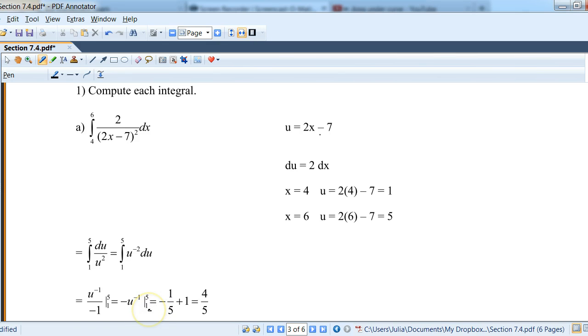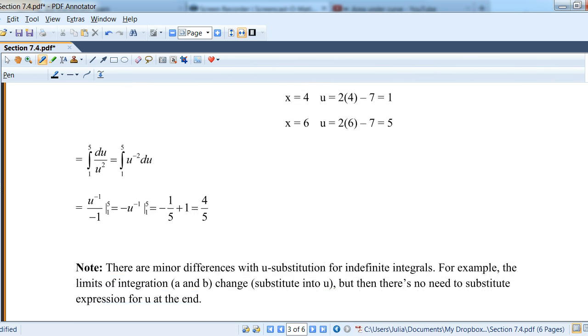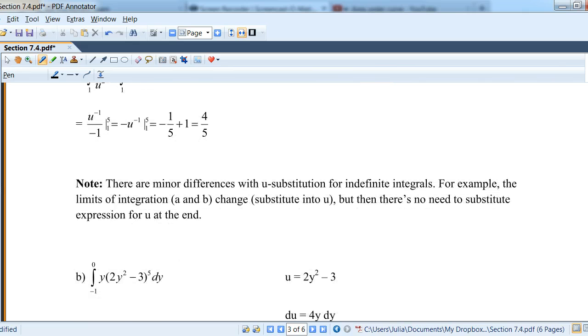This is another difference. You don't have to substitute for the u back, because we already substituted for the endpoints. We can just substitute the endpoints into the u and finish up with the integral. So you don't have to substitute u back the way we did in section 7.2 with indefinite integrals. So we can just plug in the 5. We'll get negative 1 over 5. And then remember, it would be minus negative 1, which will give us positive 1. So we'll get 4 over 5 as the answer. Okay? So those were the differences that I just explained.